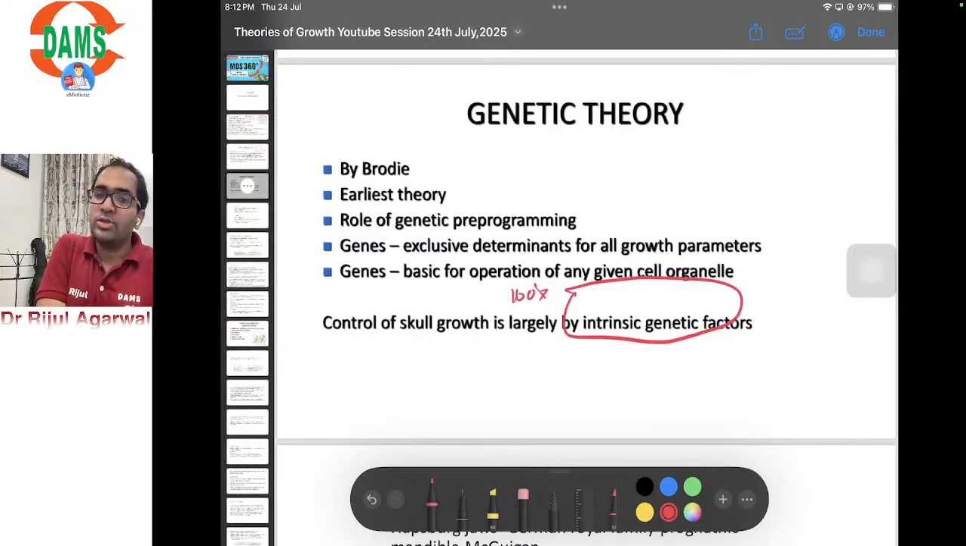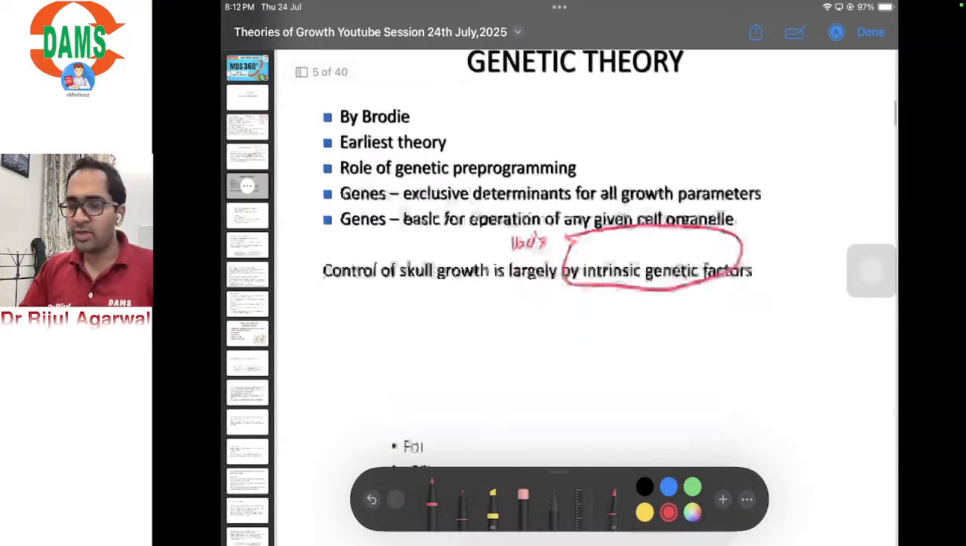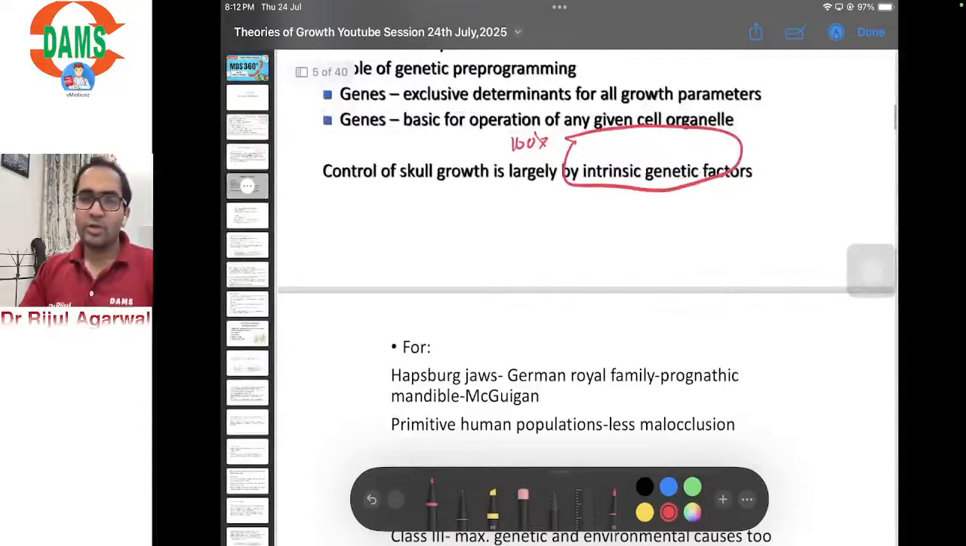Okay, so genes are the exclusive determinants for all growth parameters and they form the basics for any given cell organelle. This is the basic biology which you would have studied at your graduation level. What are genes? So this is the second theory, easy to understand. So there are certain points which were in favor. The first was the Habsburg jaw. So what is Habsburg jaw?